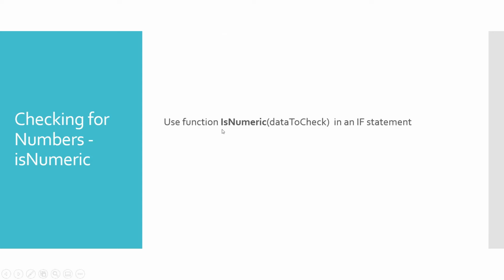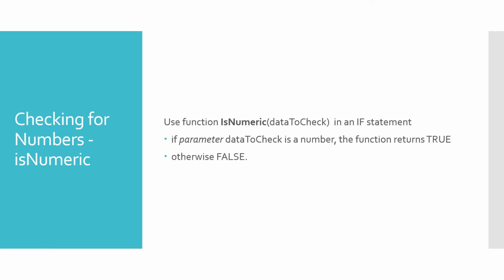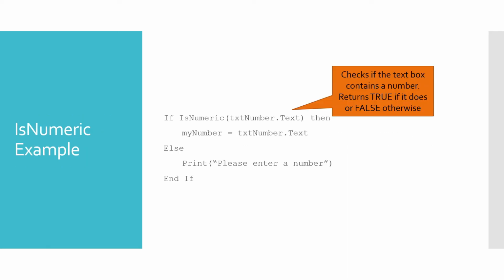It's a Boolean function, so it returns a true or a false. We pass it a piece of data, and because it's a function, we need to put it inside an if statement, or we need to use it in an assignment. If the data to check is numeric, the function will return the value true, otherwise it will return the value false, and we use it like this.